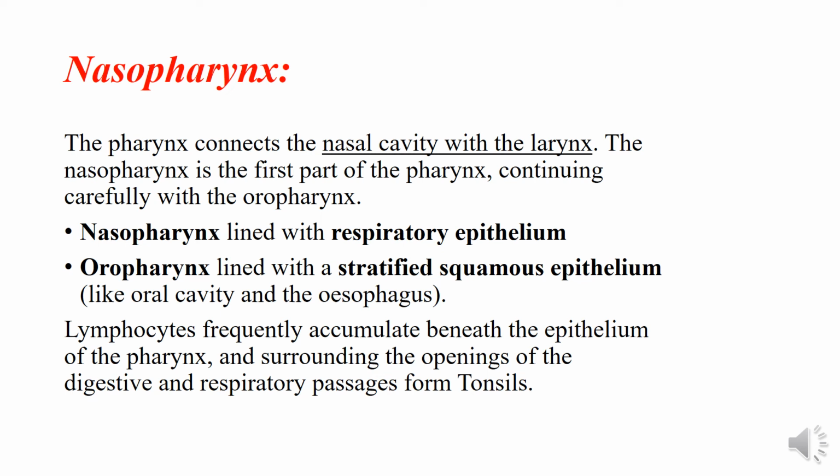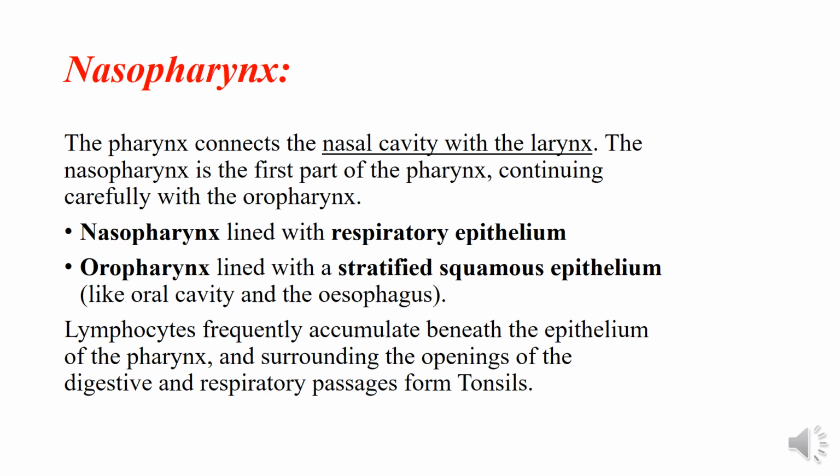The pharynx consists of nasopharynx and oropharynx. The pharynx connects the nasal cavity with the larynx. The nasopharynx is the first part of the pharynx, continuing caudally with the oropharynx. The nasopharynx is lined with respiratory epithelium, while the oropharynx is lined with stratified squamous epithelium, like the oral cavity and esophagus.